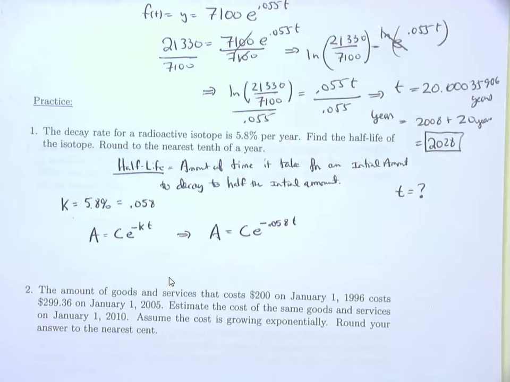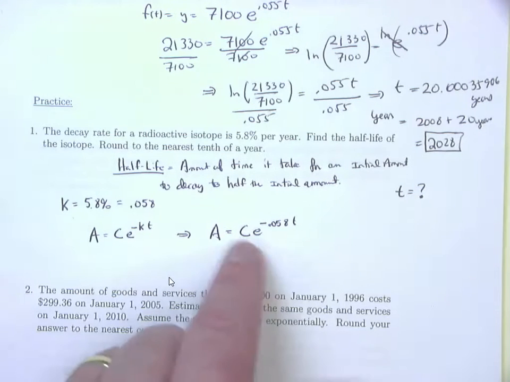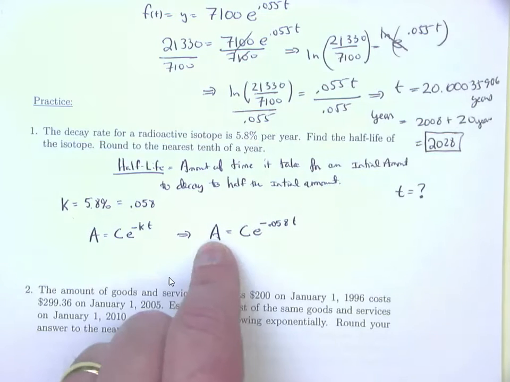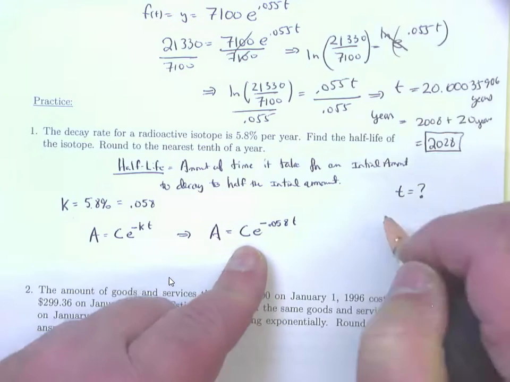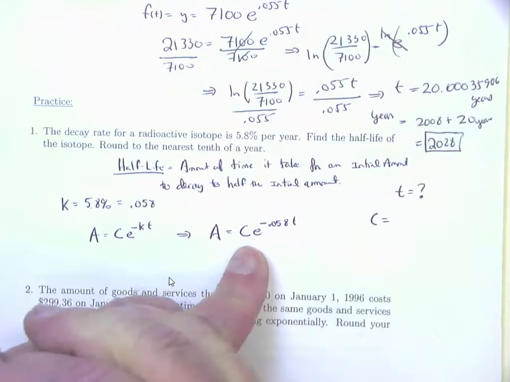But here's my problem. They didn't give me any other information, and let me explain why. They didn't have to. Well, I need to know what C and A are. C is the initial amount that you're starting out with. They didn't give you C. It's all right. You can actually make up a number for that if you want to.